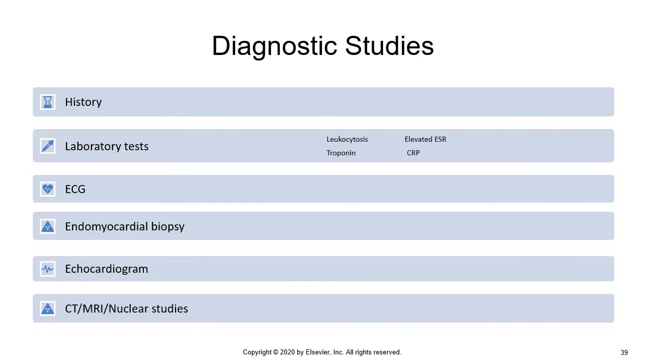Endomyocardial biopsy provides histological confirmation of myocarditis. A biopsy is most diagnostic during the first 6 weeks of the acute illness when lymphocytic infiltration and myocyte damage are present. Nuclear scans and MRI are used to assess heart function.